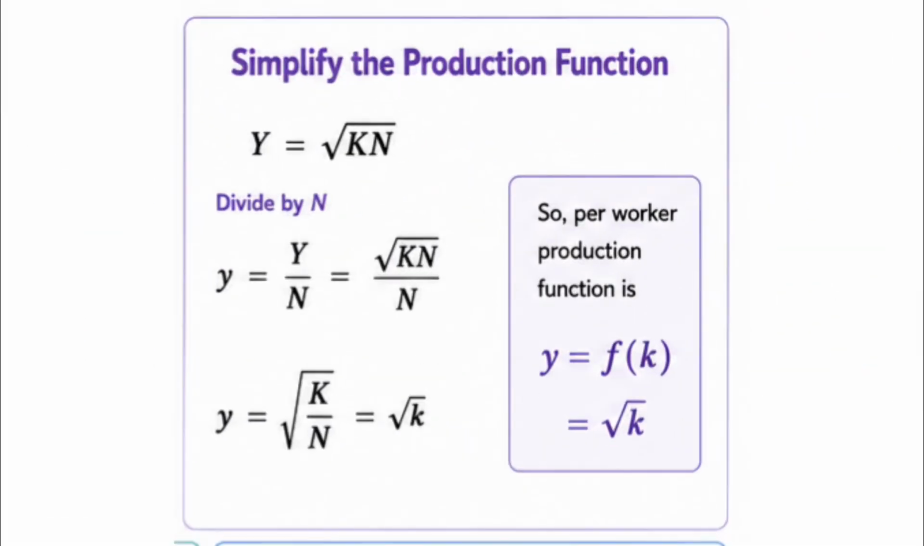Simplify that production function. We start with y equal to the square root of k times n. If we divide both sides by the number of workers, n, we get output per worker y equals the square root of k over n, which simplifies to the square root of k. This gives us the per worker production function y equals f of k equals the square root of k.